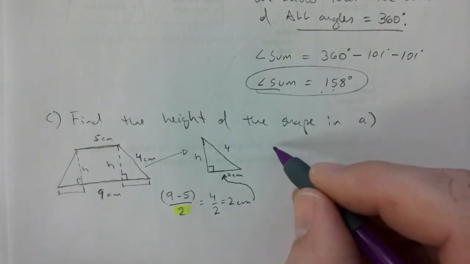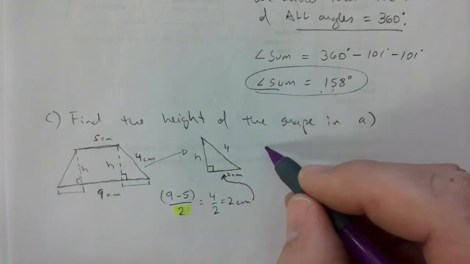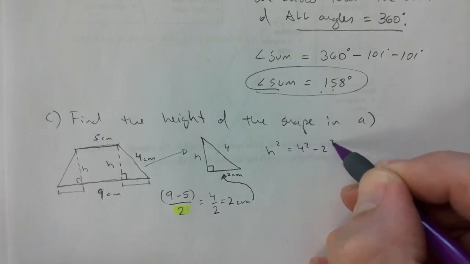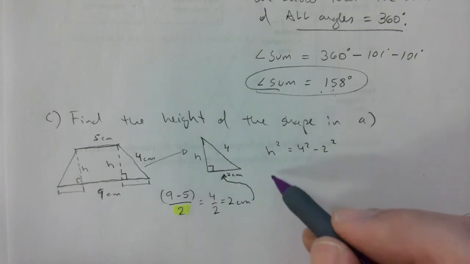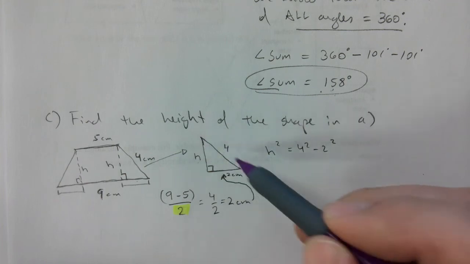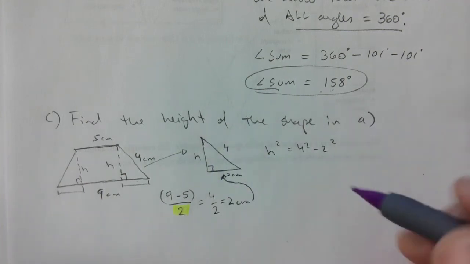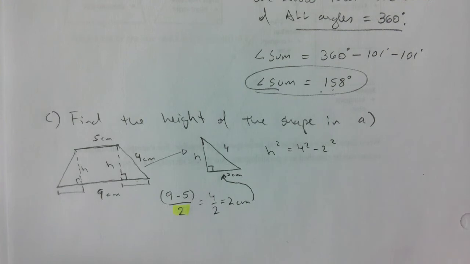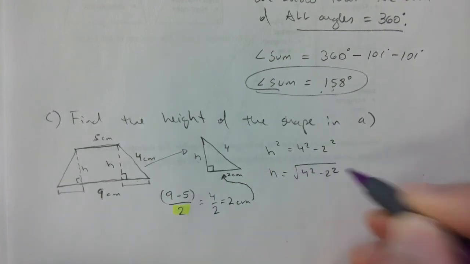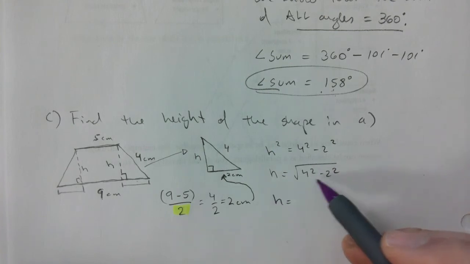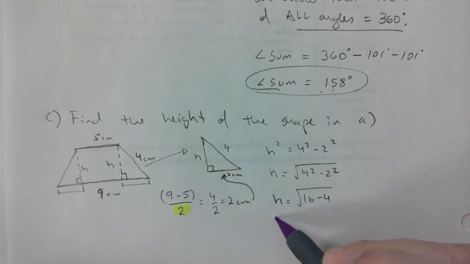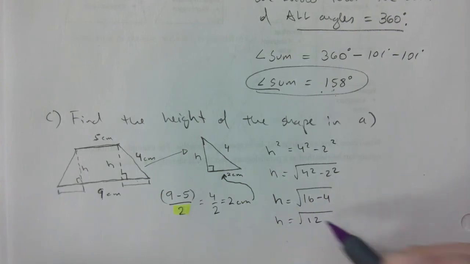And so use Pythagorean theorem here. H squared would be 4 squared minus 2 squared. If you don't like calling this H, call this A. Some of you like to have your ABC for Pythagorean theorem. This would be A in this case. So H is going to be square root of 4 squared minus 2 squared. We can do this in our heads: 16 minus 4. H is going to be square root of 12.